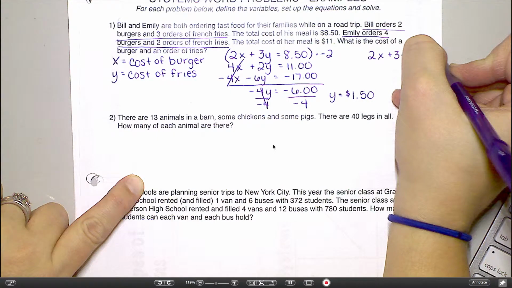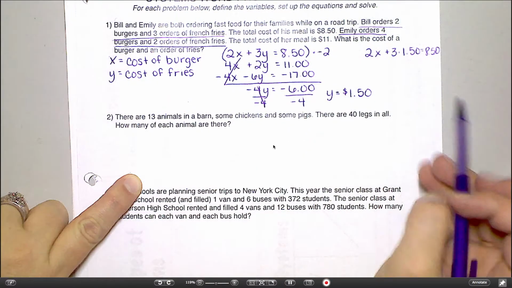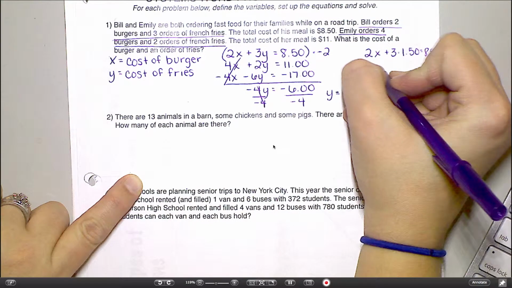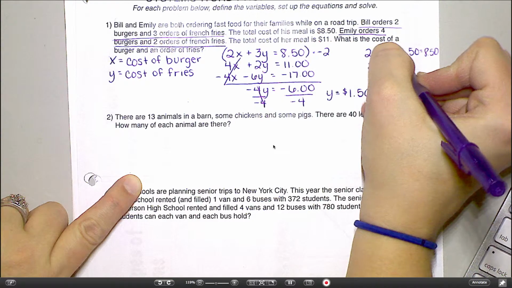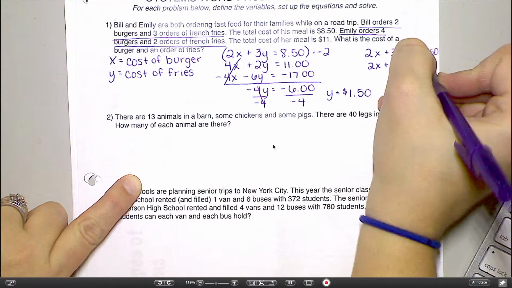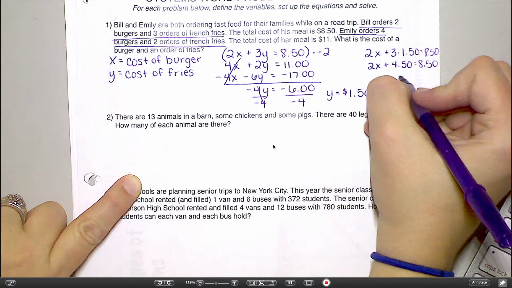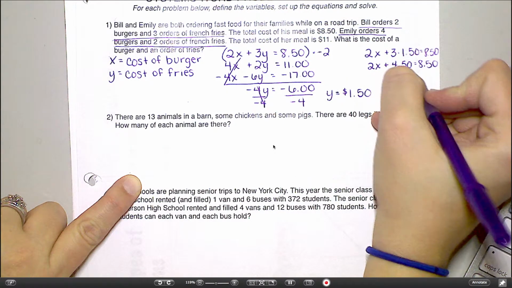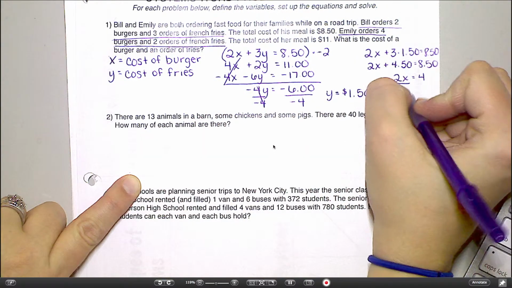Plug back into that top equation. 3 times $1.50 is $4.50. So 2x plus $4.50 equals $8.50. Subtract that $4.50 from the other side, and you're going to end up with 2x equals $4. Burger for $2. There you go.